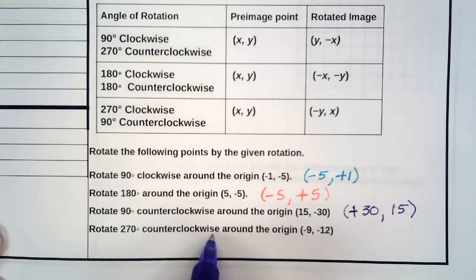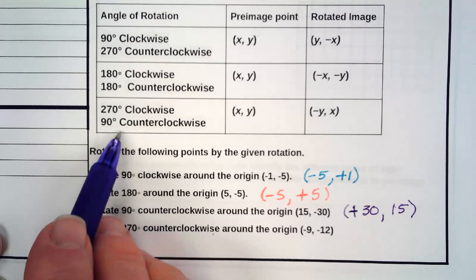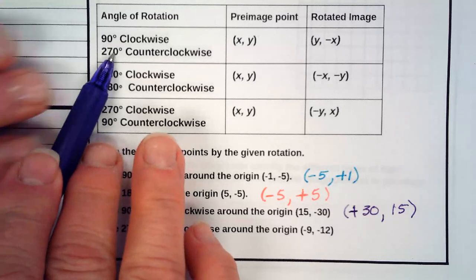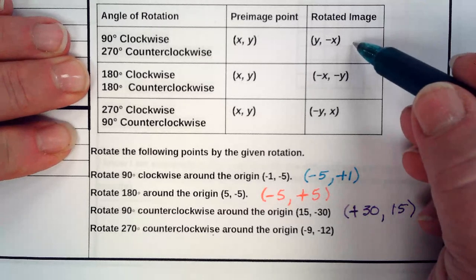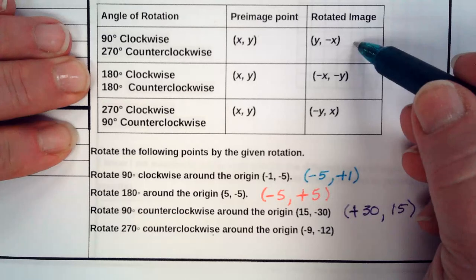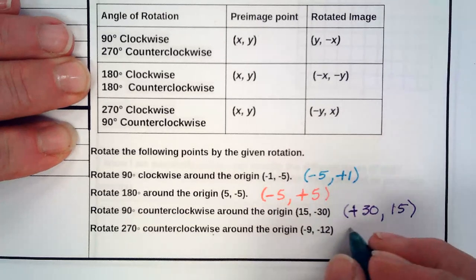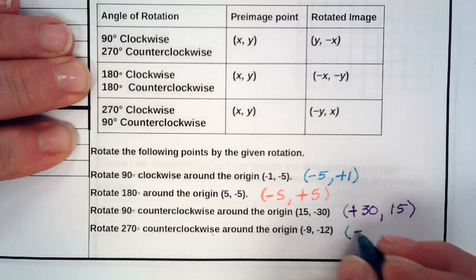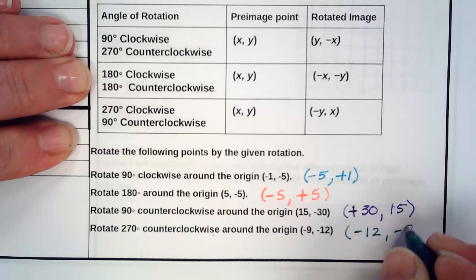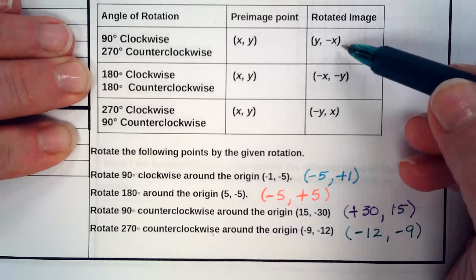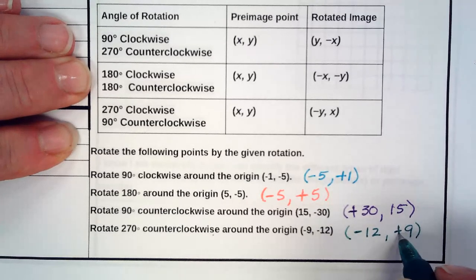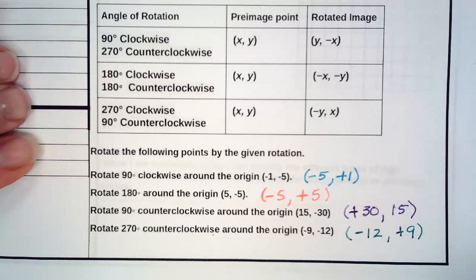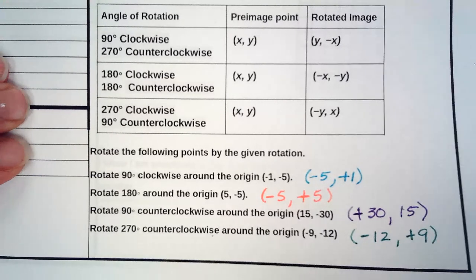(270 degrees counterclockwise around the origin). First one. Can you quickly do what it tells you to do? You change x and y around, so it's -12, -9. Change them around and then change x to its opposite. Right now it's -9, so it becomes +9, and that is how you apply those rules.